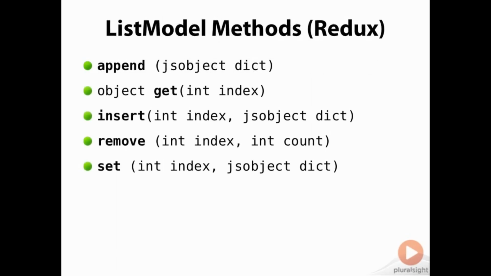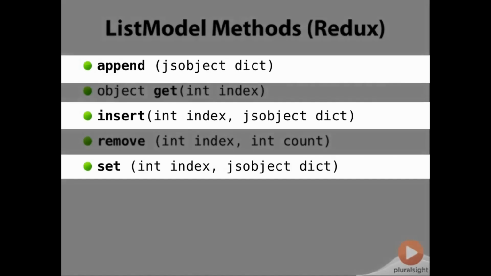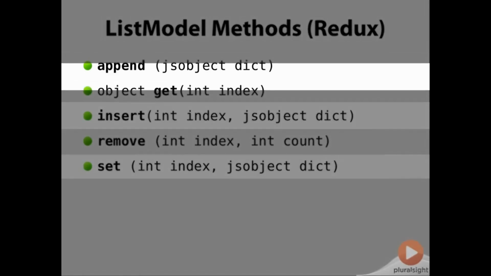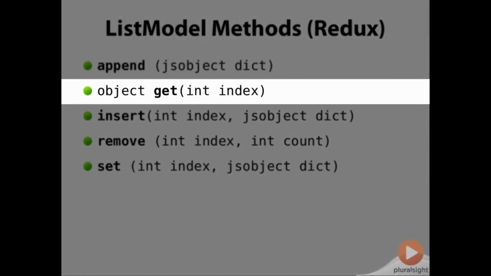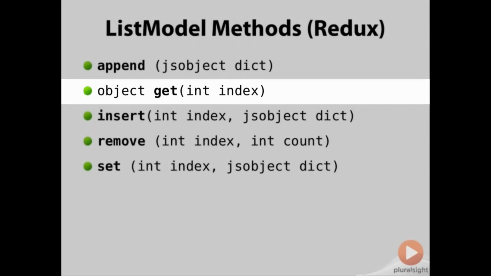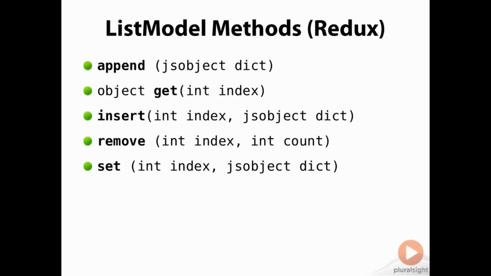Now that we know that, we can visit our list model methods. You can see that a number take the JS object dictionary as a parameter. The get method returns a JavaScript object, so you can use straightforward dot notation using the role name. We'll be doing this in the demo. That's enough about the list model. Let's take a look at how to use it.